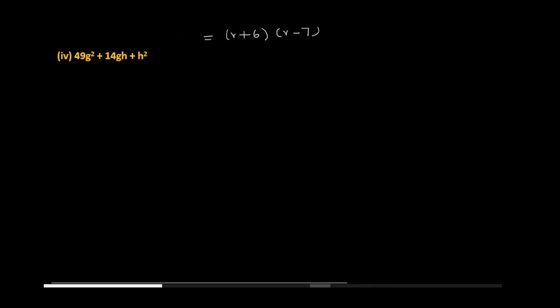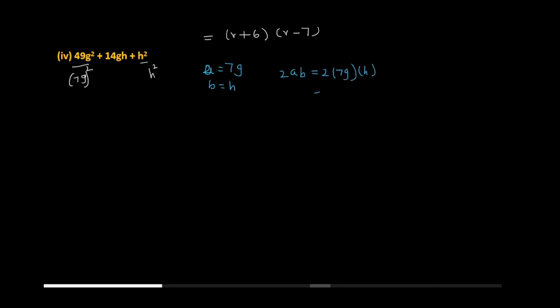Look at the next question. Here 49g squared is the square term, that is nothing but 7g the whole square. Then this is another square term, h squared. Let's take the middle term 2ab, where our a is 7g and our b is h. So 2 into 7g into h is nothing but 14gh. So we are getting the correct middle term.